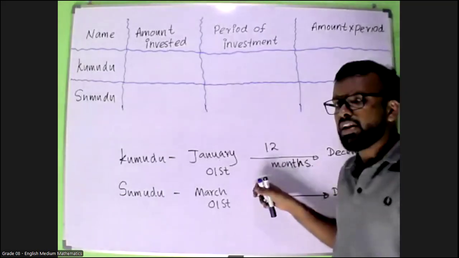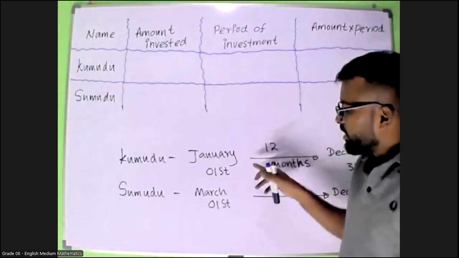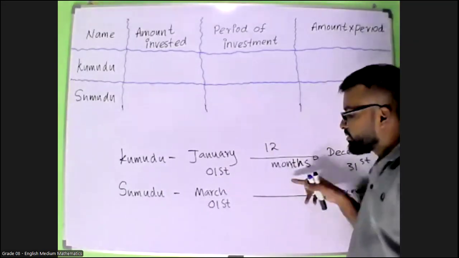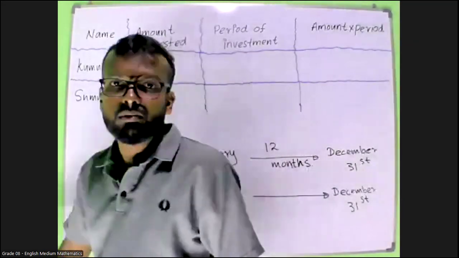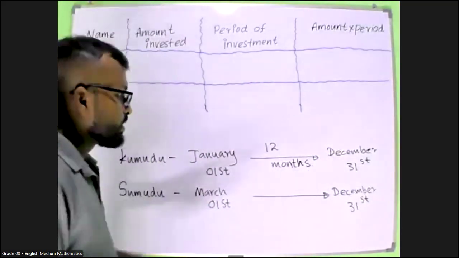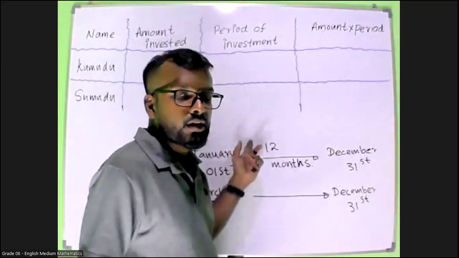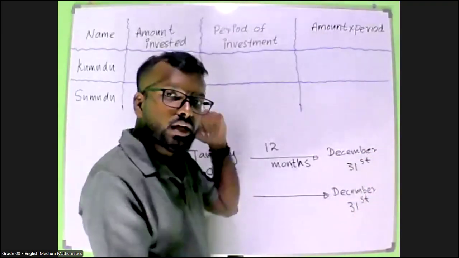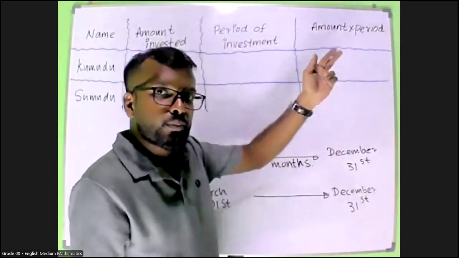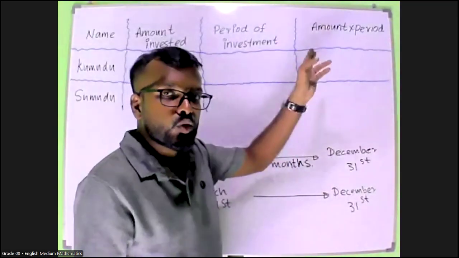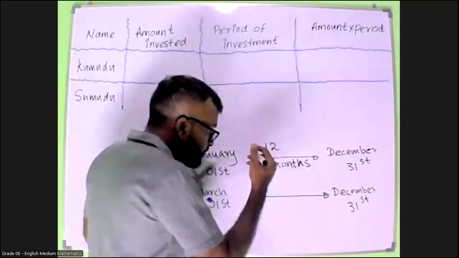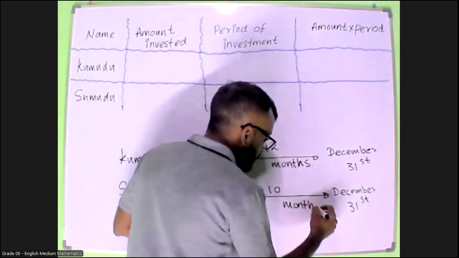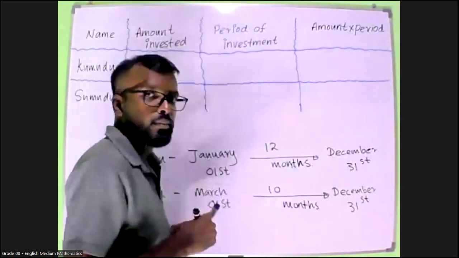Can anyone tell me, if Sumudu joins 2 months later, how many months should come here? March to December? 10 months. Yeah, 10 months. For a certain year, you have 12 months, and Sumudu joined after 2 months. So you subtract 2 from 12. 12 minus 2 gives you 10 months. So Sumudu has worked only for 10 months.